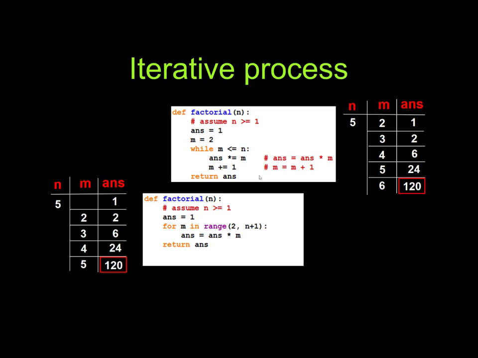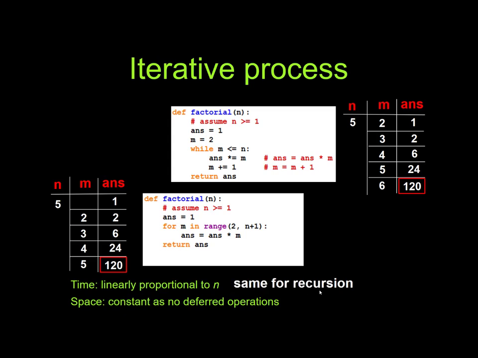What about the other two solutions? While loop, same thing, it's only proportional to n. And this for loop, again, is also proportional to n. So the time is linearly proportional to n, and the space is constant because there are no deferred operations, and in the program, it uses only 2 variables. In this program, it also uses only 2 variables. So the time taken is the same as the recursion version, but space-wise, it is better than the recursion version.